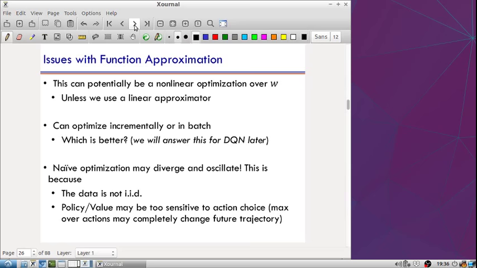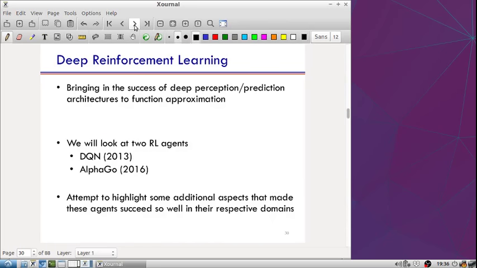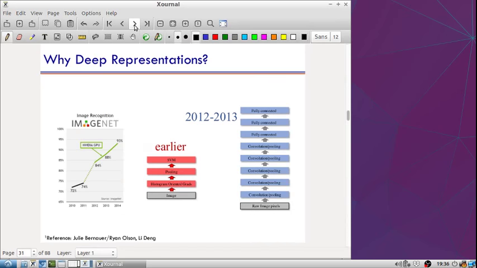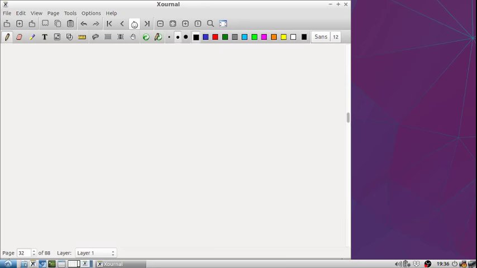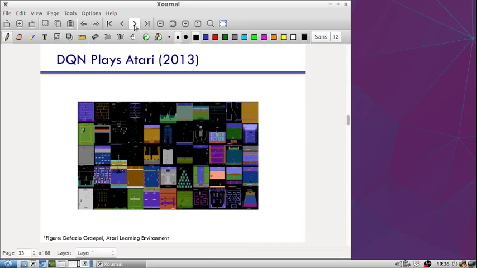Okay, so let's directly see what the DQN agent is. First things first, I'm going to skip why deep representations, because you'll see that for the Atari game, our input is just a screenshot of the game. There are actually 50 different games. This is Breakout, the diagram that you're seeing. So the input to the agent is just a screenshot, as in it sees the video game as if a human is seeing it.